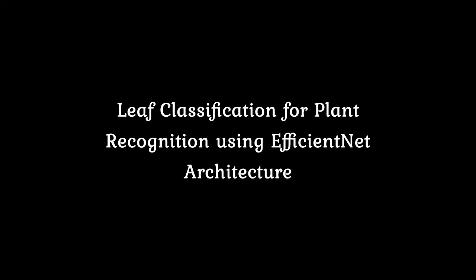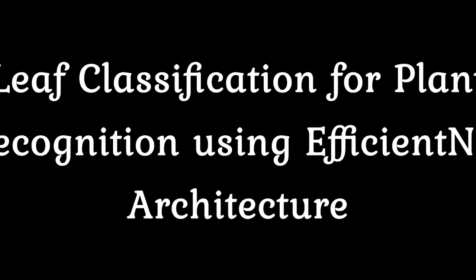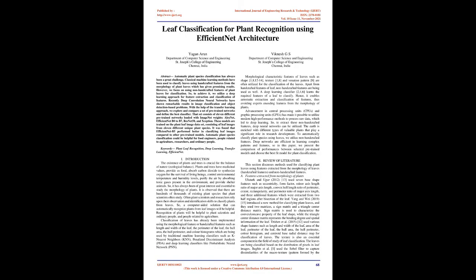Leaf classification for plant recognition using EfficientNet architecture. Abstract: Automatic plant species classification has always been a great challenge. Classical machine learning methods have been used to classify leaves using handcrafted features from the morphology of plant leaves, which has given promising results. However, we focus on using non-handcrafted features of plant leaves for classification.